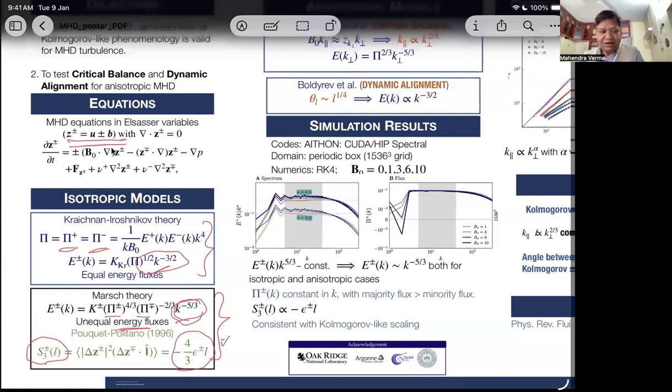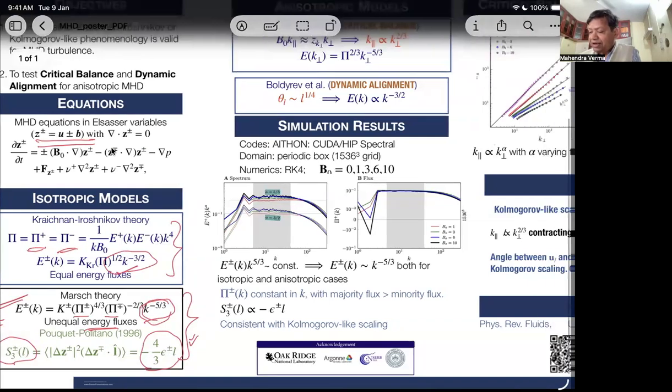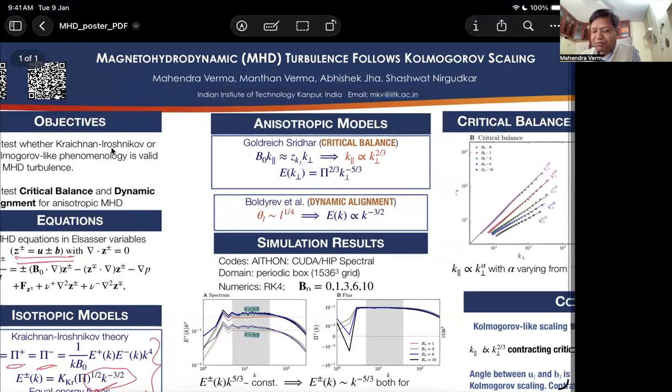Now quickly onto anisotropic MHD turbulence. There are two predictions. One is phi-third again, and the other one is 3/2. Goldreich-Sridhar applied some arguments, and they argued that it is phi-third. There is one critical balance relation: k parallel is k perpendicular to the power 2/3. And here, dynamic alignment is theta L is 1/4. This is the angle between U and B.